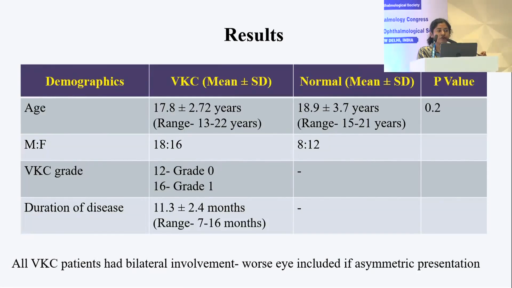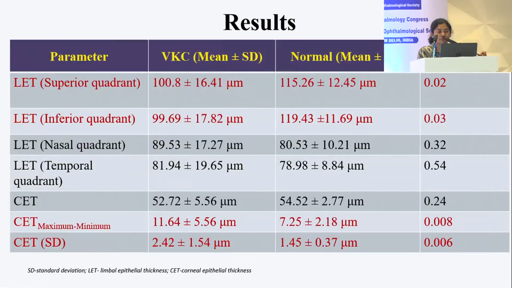Our results are as follows. The age in both these groups was comparable, and so was the sex distribution. In the VKC group, 12 patients had grade 0 and 16 patients had grade 1 VKC, and the mean duration of disease in these patients was 11.3 months.